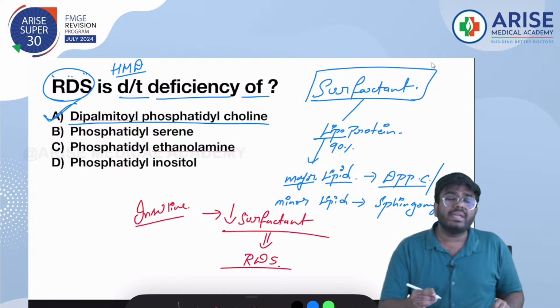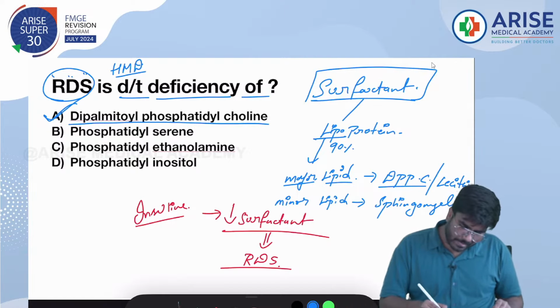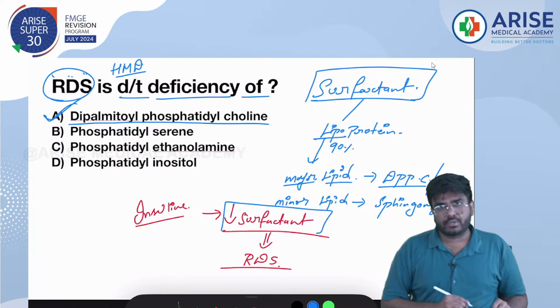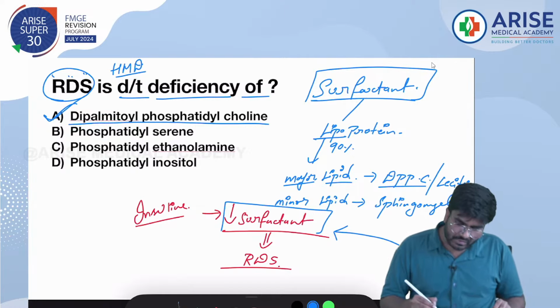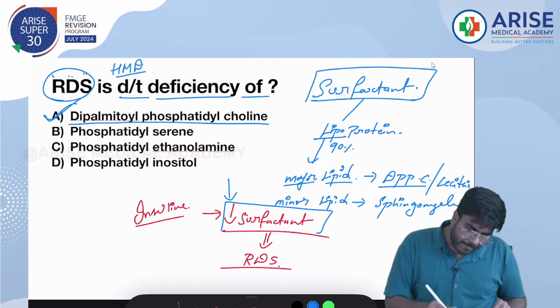Okay. Then who increases the surfactant? Insulin is going to decrease the surfactant. Okay. Then who increases the level of surfactant? Who increases the surfactant? Let me write here. It is steroids.